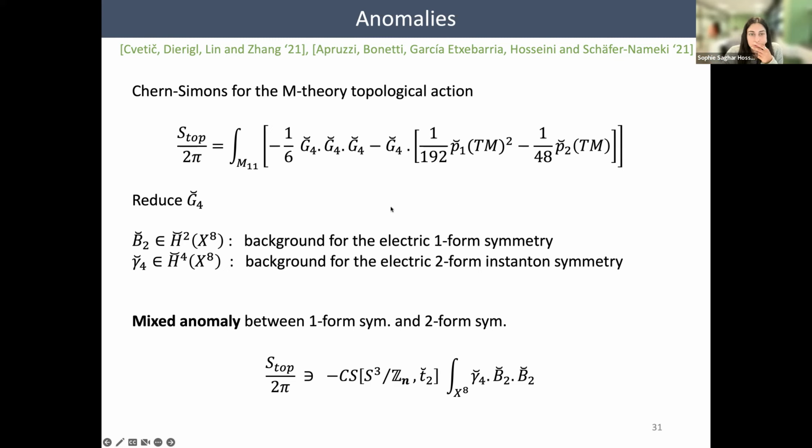And if we reduce our fields again, we substitute for G4 in here, then we can write G4 as B2, T2, which we had before, and also there is another component. When we reduce it, we'll see that we can integrate over the fields that are valued on the boundary, and we are left with some anomaly polynomial, which tells us about the anomalies between different symmetries. So here we have a one-form symmetry and a two-form instanton symmetry.